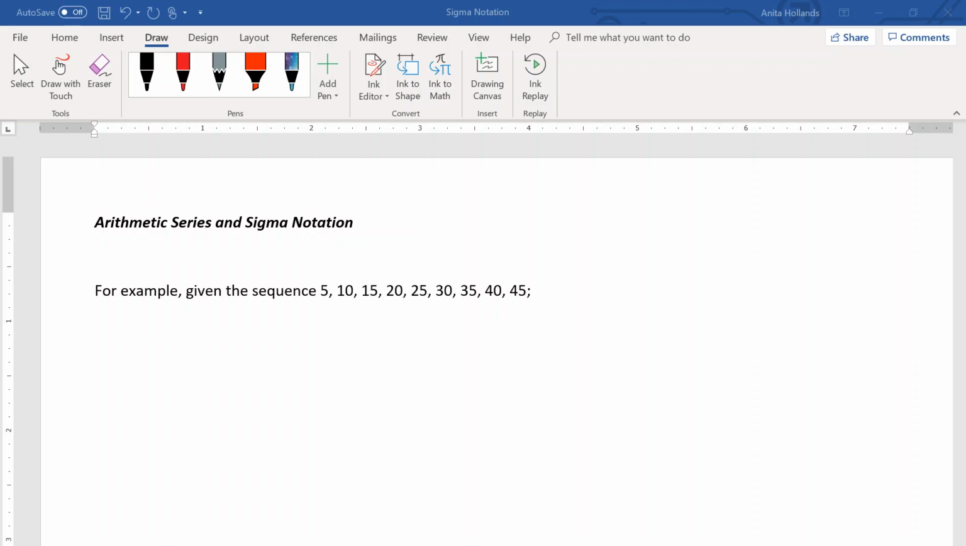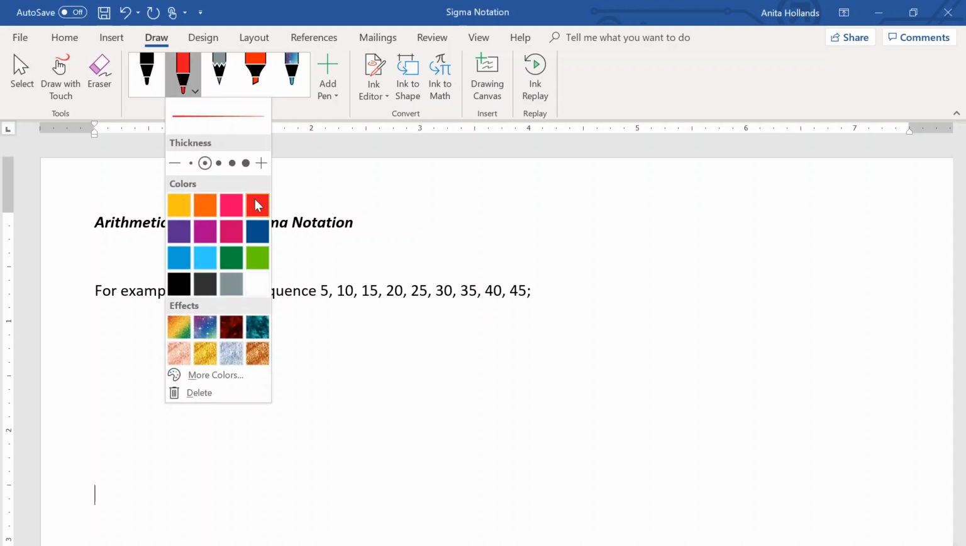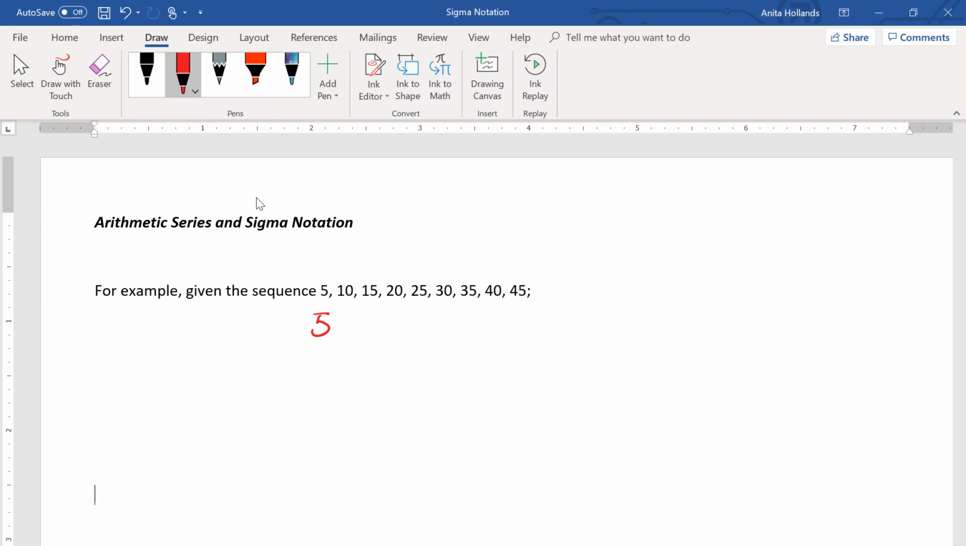So, for example, given the sequence here, 5, 10, 15, 20, and so on up to 45, we can sum those, and that would look like 5 plus 10 plus 15 plus all the way up to 45. And this sum is called an arithmetic series.